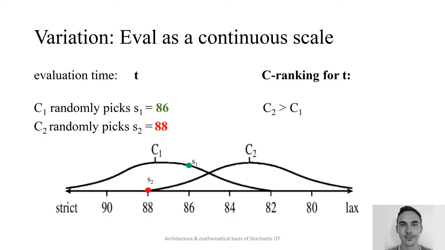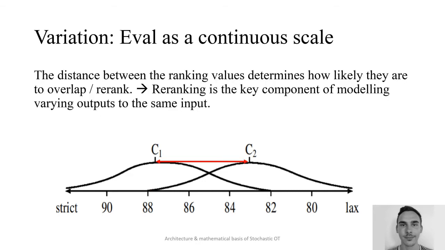If we take this graph as an example, at an evaluation time t, C1 could pick 86 as a selection point, and C2 could pick 88 as a selection point. And even though we see that the function C1 is generally more likely to be higher ranked than the function C2, at this specific evaluation time, C2 will dominate C1, simply because selection point S2 is higher than selection point S1. So, while the ranking values are no longer informative enough to tell what will happen at each evaluation time, we can still make predictions about how the grammar will behave.